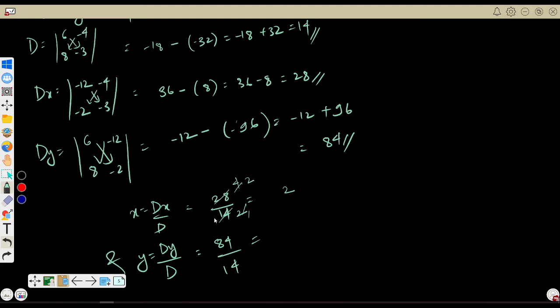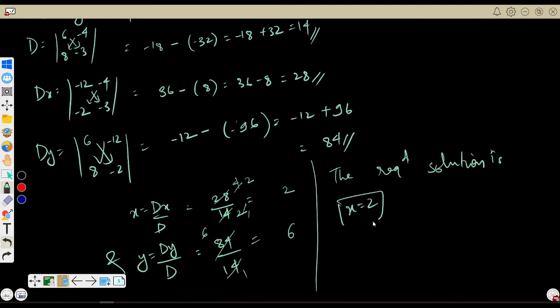And if you solve this, if you divide this by 14, so the answer will be 14 into 1 into 6. Yes, the value is 6. So now we have the solution. We'll again write a final statement. The required solution is x is equal to 2 and y is equal to 6. I hope the solution is clear to you till now.